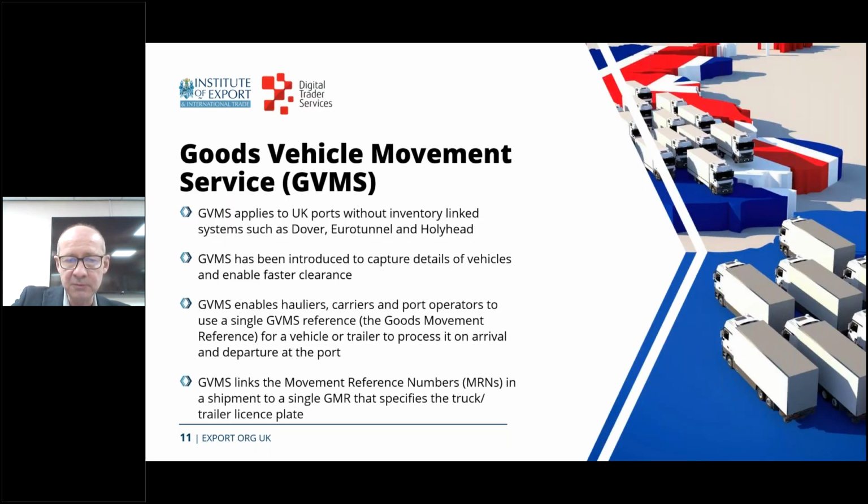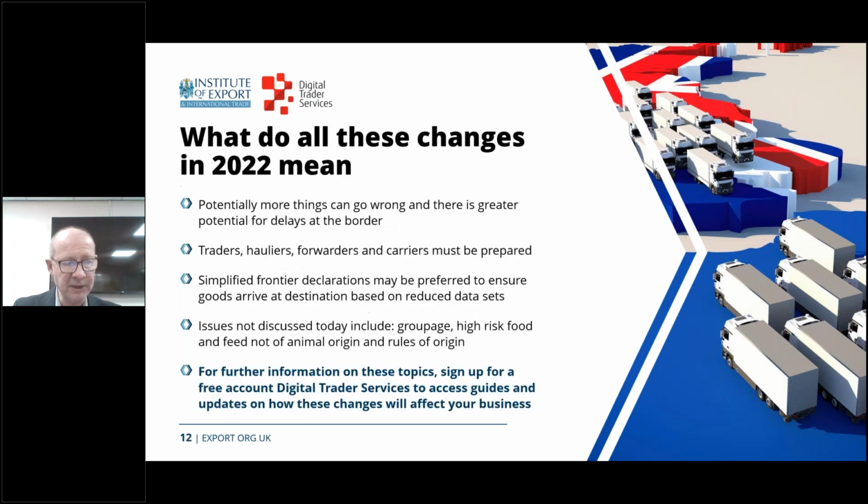So GVMS, Goods Vehicle Movement Service. So again, we can see we've referred to the ports, the likes of Dover, Eurotunnel and Holyhead. And it's been introduced to capture details of vehicles and clearly enable faster clearance. And this reflects the fact that clearly some of our ports, for example, facing France, are not inventory linked ports. So we've had to create the GVMS system, and not only the GMR, the goods movement reference, it has to link with the MRN, the movement reference number as well. So there's a lot of contingencies and dependencies in here which we mustn't take for granted. If we have the next slide, please.